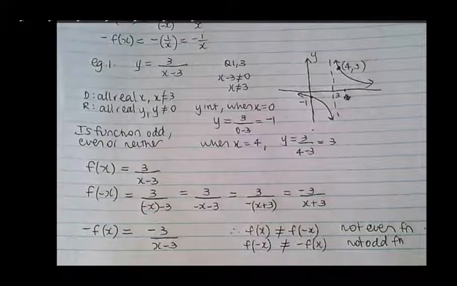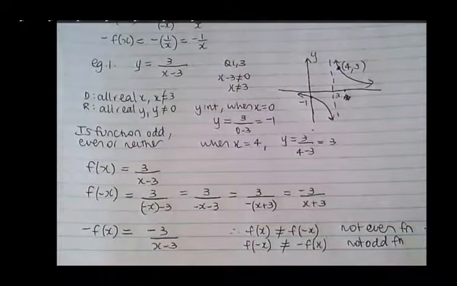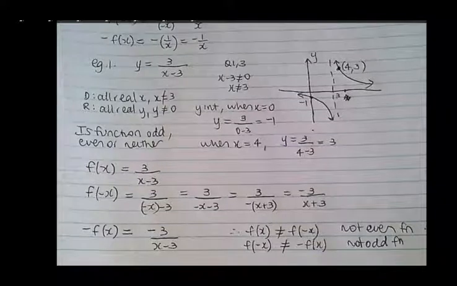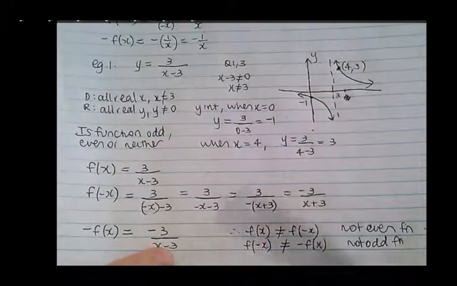The first one did, y equals 1 on x, but once you start shifting sideways and up or down, your hyperbola doesn't have point symmetry anymore, and it's not an odd function anymore. And it's because of the constant.